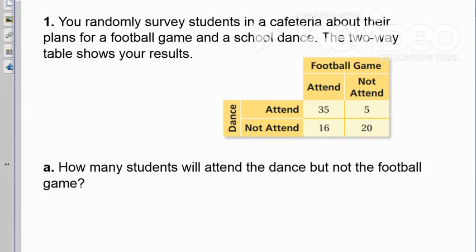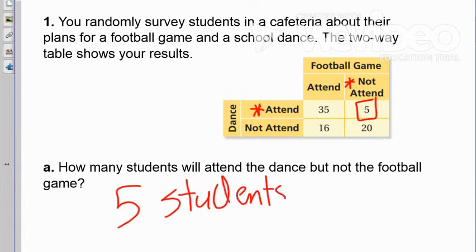Okay, so we're going to say who attended the dance but did not attend the football game. Those who attended the dance, we had 35 who attended the dance and the football game, and then 5 who attended the dance but not the football game. So it's 5 students, here is what you should have answered for part A. Now it says for part B, find and interpret the marginal frequencies.